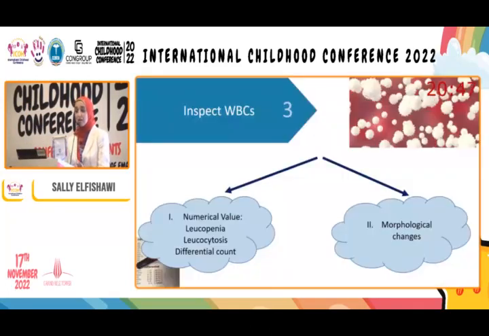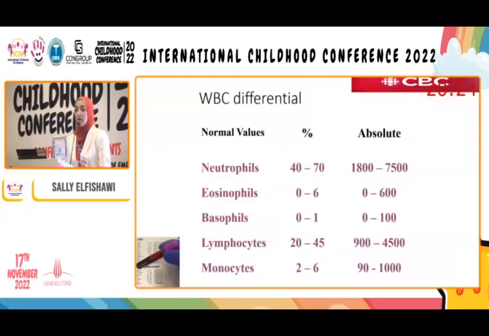So we are done with the RBC indices. Let's get to the white blood cells. Again, I will remind you all, you need to look at the numerical value and you need to look at the morphological changes. We have two numerical values to look at, which is the total leukocytic count and the differential count. As for the differential count, you have two numbers, the percentage and the absolute. And let me ask you a question, which is more important?